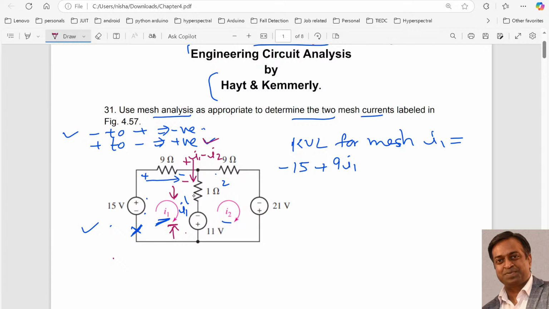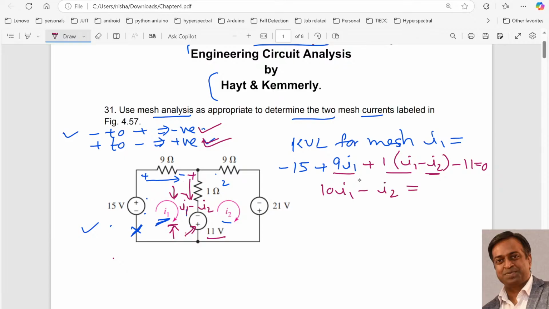Let me erase the irrelevant things. Here the current is I1 minus I2, plus at the tail, minus at the arrowhead, and following this convention I will write plus, the resistor is 1 and the current is I1 minus I2. After that I will come to this voltage source. Over here the sign change is from minus to plus, so I need to take the magnitude as negative, so it will be minus 11 equal to 0, right? Now solving this equation, I will get 9 I1 plus 1 I1, so it is 10 I1 minus I2 equal to, this is minus 15, taking it to the right side I will get 26. So it is our first equation.